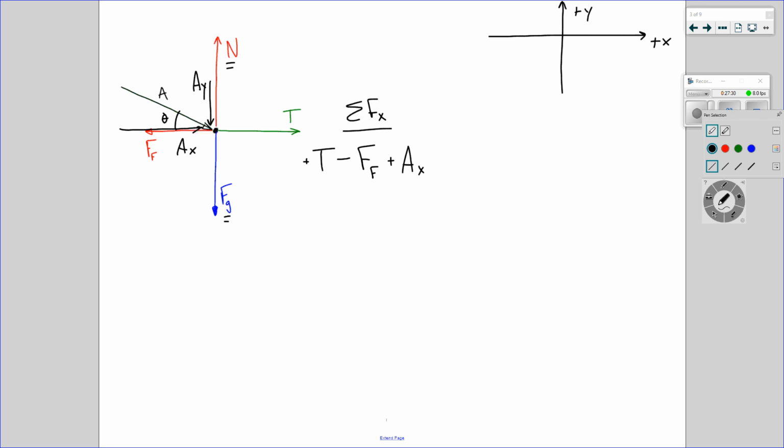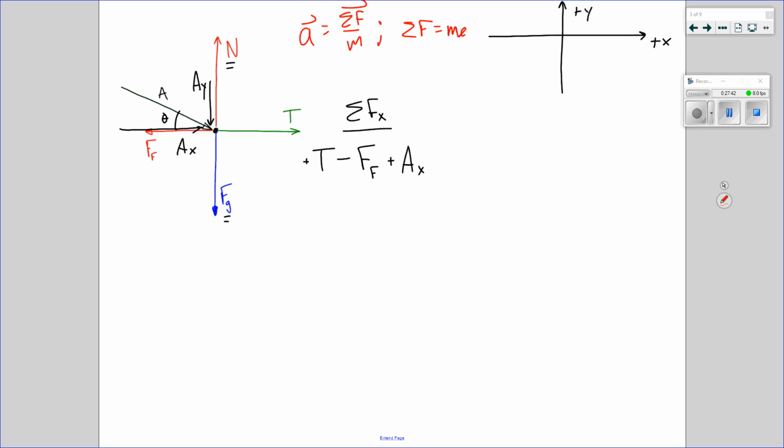Well, Newton's second law says that A is net F over M. The functional way to use this in many cases, analytically, is to write it a different way, net F equals MA. So here is the sum of the forces, T minus Ff plus AX, that equals MA in the X direction. The one step further I would go is to say, how do we do AX? Well, that's going to be A cosine theta.